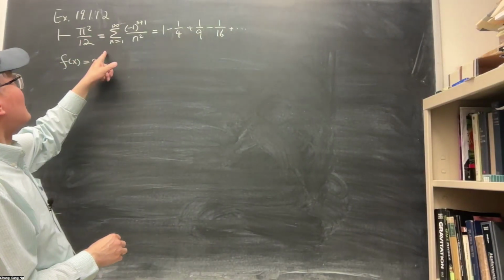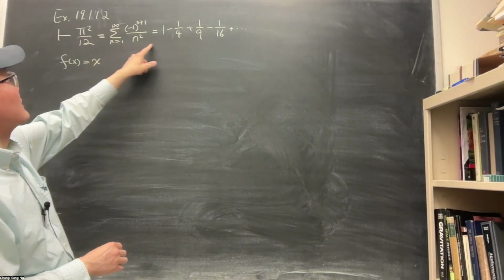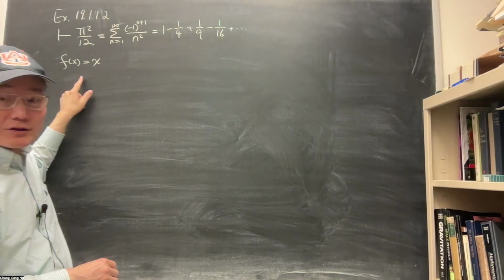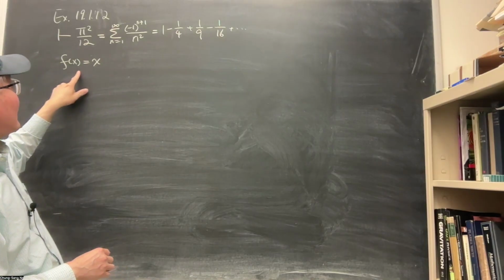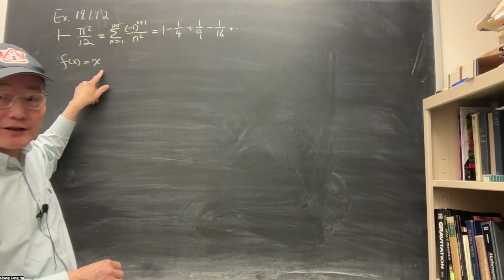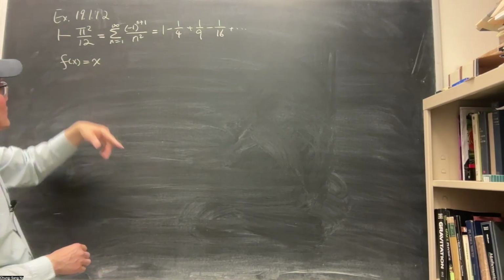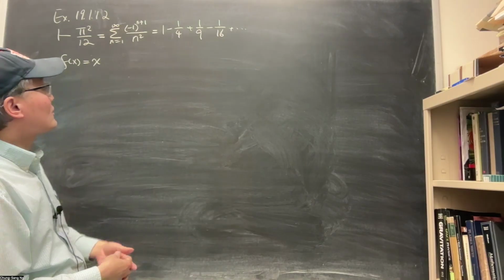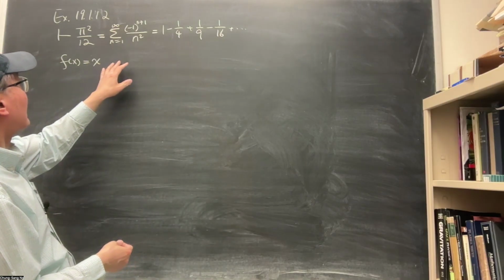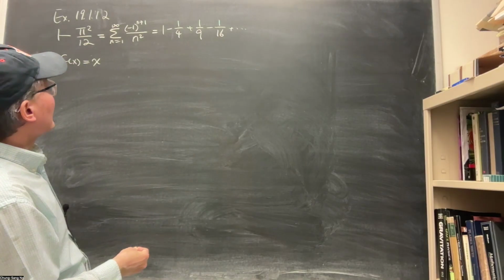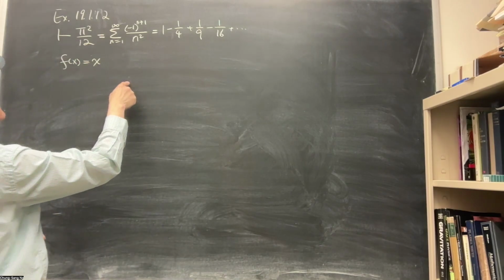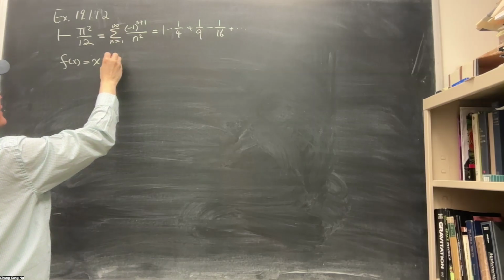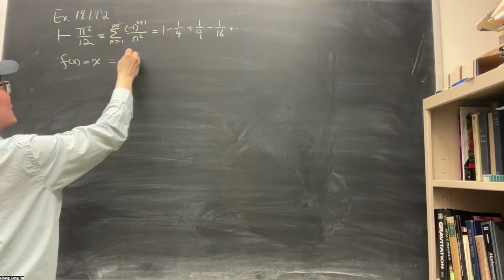This question asks you to show this identity by using the Fourier series expansion of the function f(x) equals x. We worked that out in the example of the textbook also, but we could easily do that again. Now we write a Fourier series in the period of 2 pi, using the standard form.